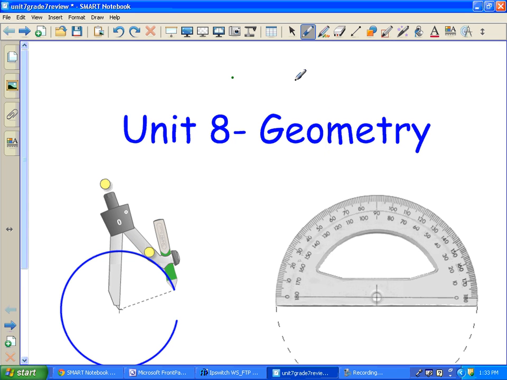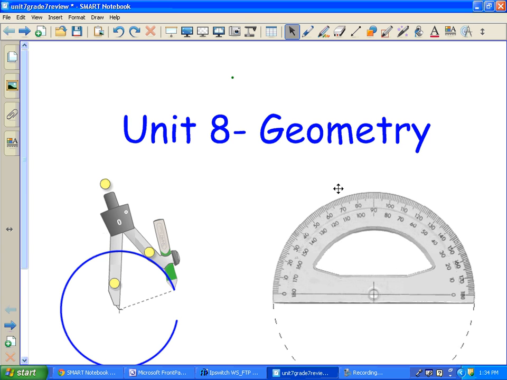Unit 8, Geometry. In this unit, we're going to look at different types of lines and how to make them. Then we're going to look at graphing things on a coordinate grid, and then of course rotating it and translating it, or in some cases reflecting it. So we'll start off with some of the basics here first.